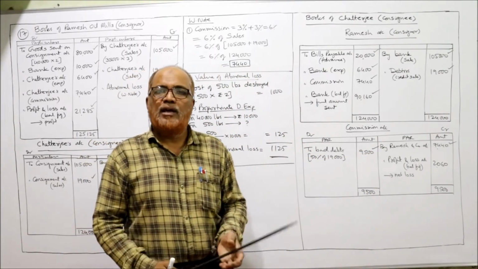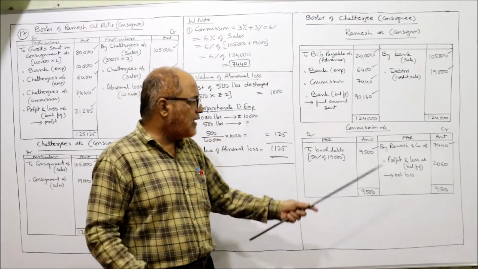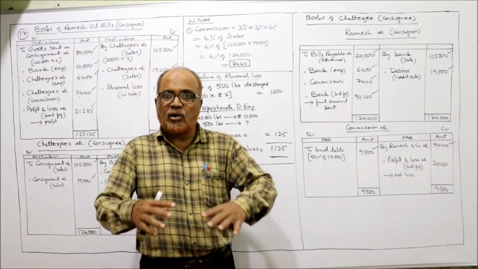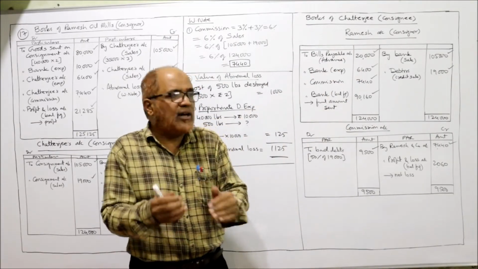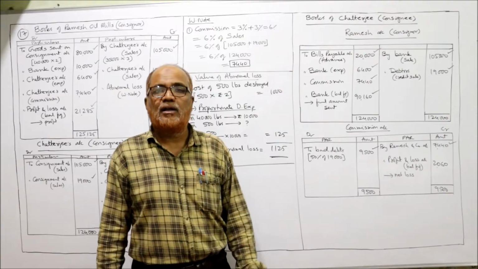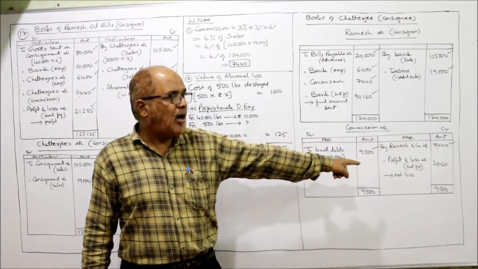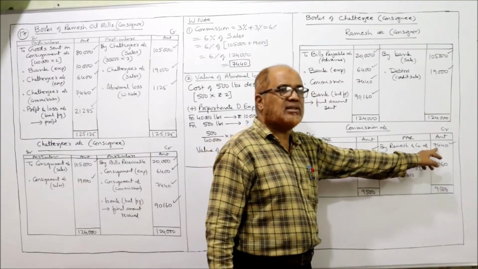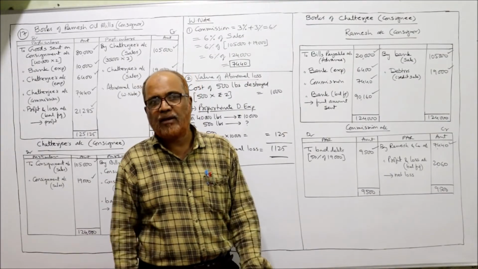Now in this problem, he got a commission of 7,440. But he incurred a loss of bad debts of 9,500. So he is incurring a net loss on this consignment. He is getting a gain of 7,440 and incurring a loss of 9,500. So ultimately there is a net loss to Chatterjee from this consignment. How much net loss? 2,060. From 9,500 deduct 7,440. So 2,060 is the net loss incurred by Chatterjee.